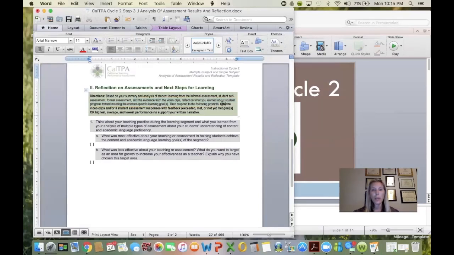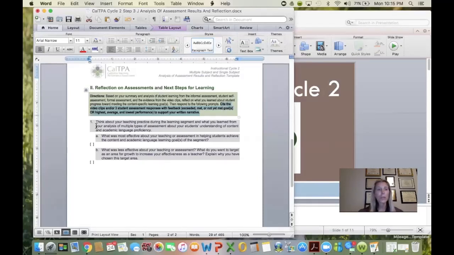And you can see again in bold, it says, cite the video clips or the 3 assessment responses with feedback to support your written narrative. So this means you need to make sure that you are mentioning minute markers from those 4 video clips you're submitting for step 2, or you need to quote or cite evidence from the 3 student work samples from the one who's meeting, the one who's exceeding, and the one who's not yet met the learning goal, in order to explain what you're doing next.